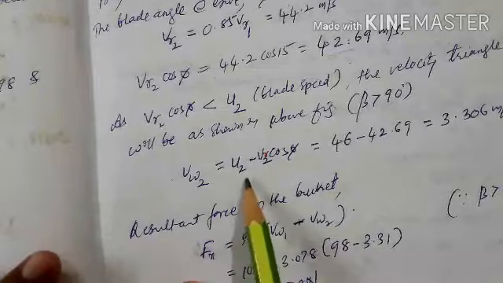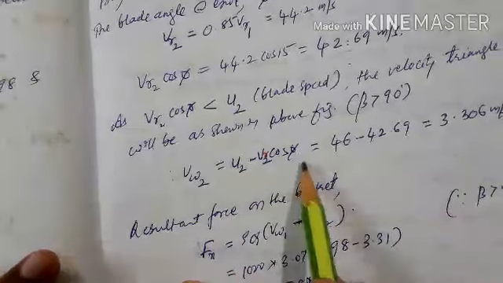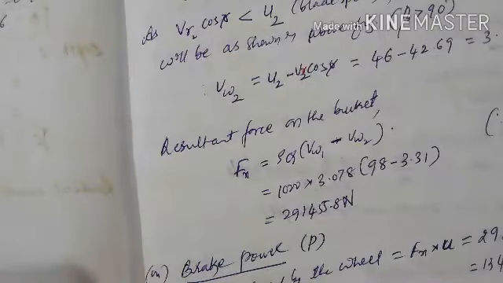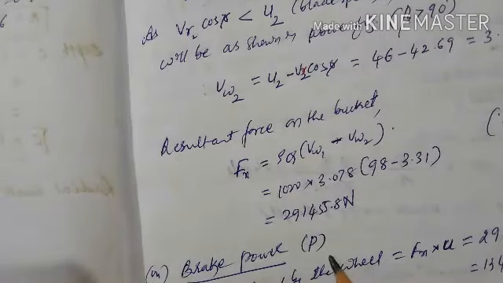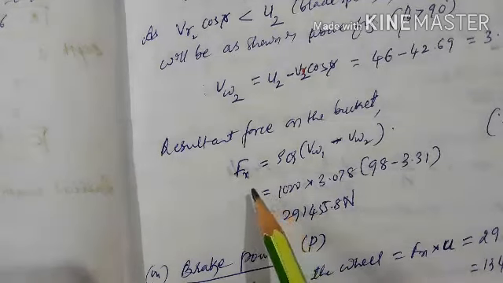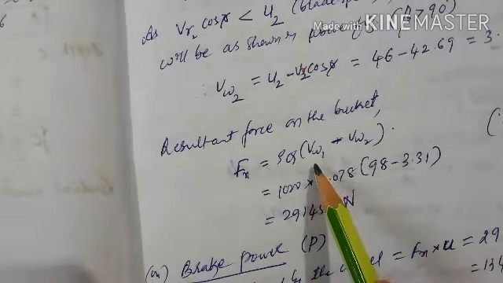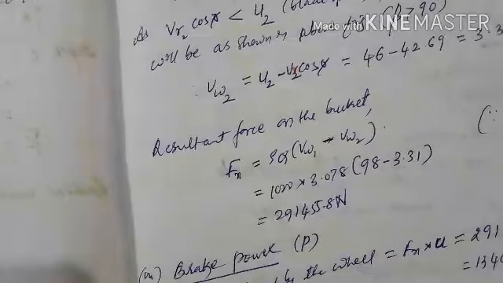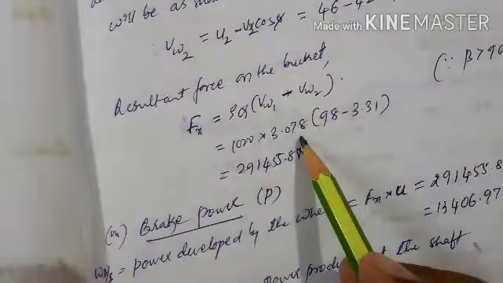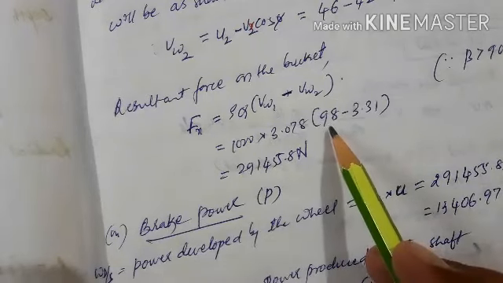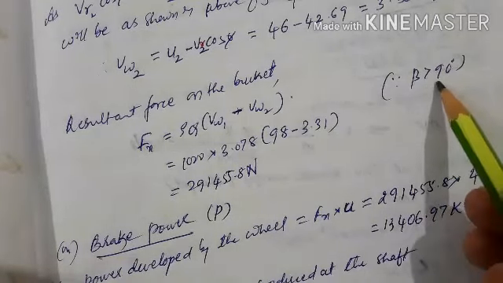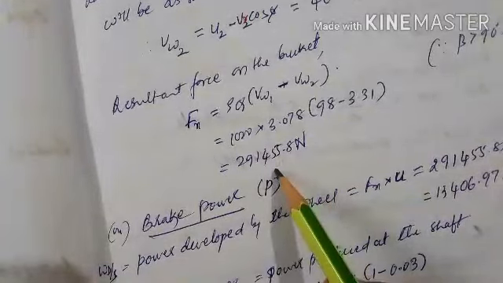Then calculate VW2. VW2 will be U2 minus VR2 cos phi. We get 3.306 meter per second. Once we get VW1 and VW2, it is easy to calculate the resultant force on the bucket. Then Fx will be rho Q into bracket VW1 minus VW2. Substitute all the values here, that is 1000 into 3.078 into 98 minus 3.31. Why minus have I taken? Because beta is more than 90 degree here. Then we get this much force.